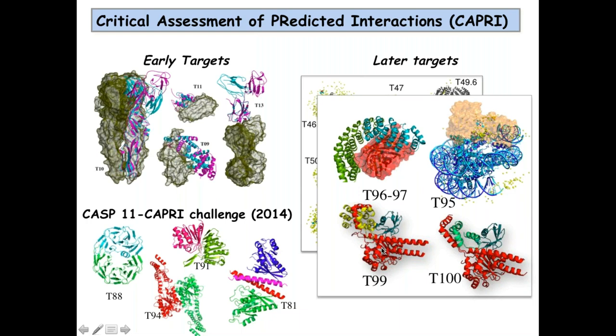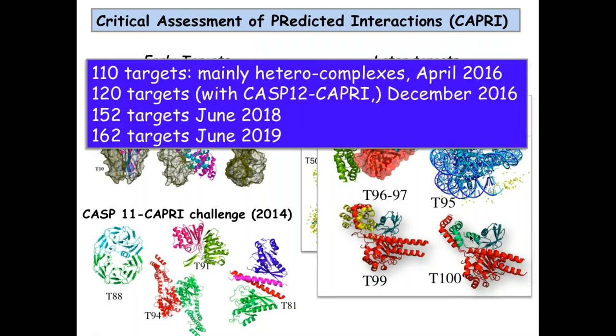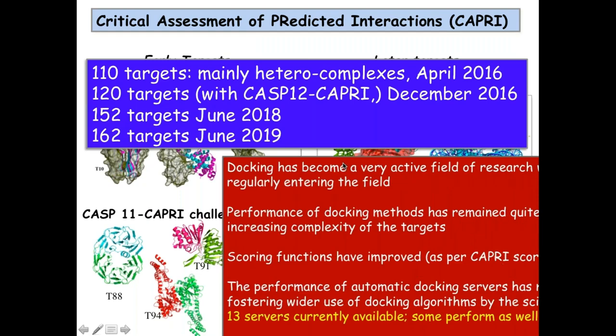Targets 99 and 100 are interesting cases of ternary complexes, where the red subunit adopts a number of conformations depending on what the interaction partner is. These changes are very difficult to predict, and usually people fail to do so. So overall, this is the evolution of targets, which is not really crucial, but the number of targets has evolved quite a bit in recent years.